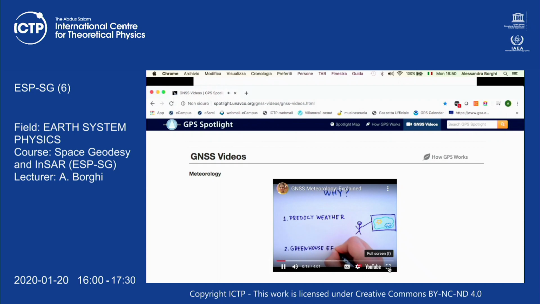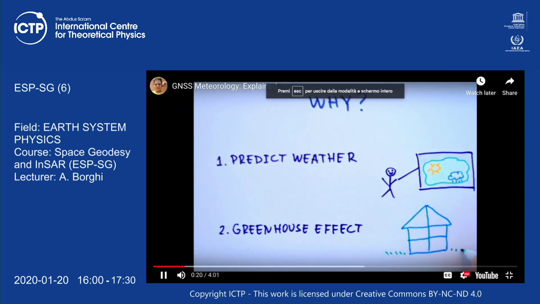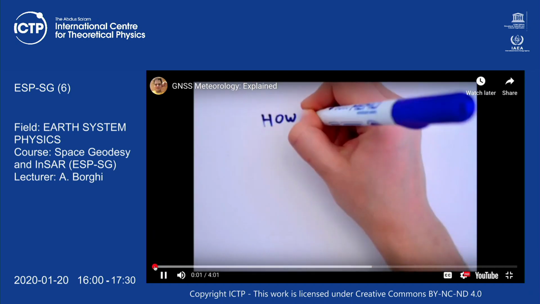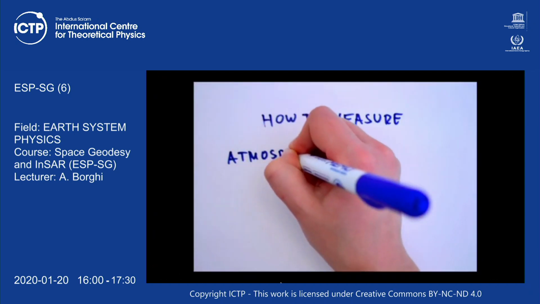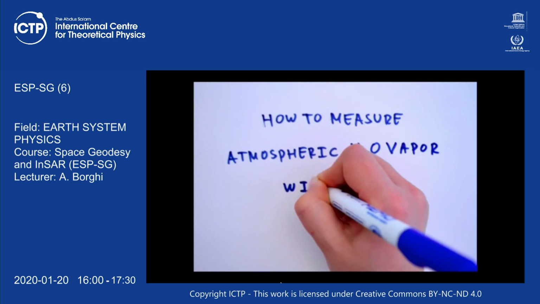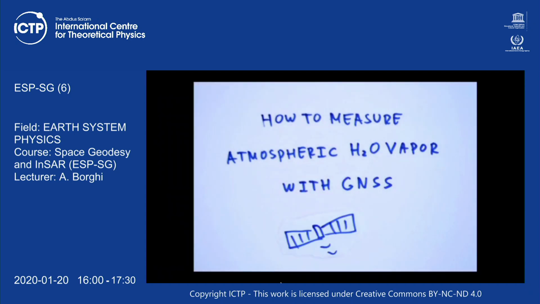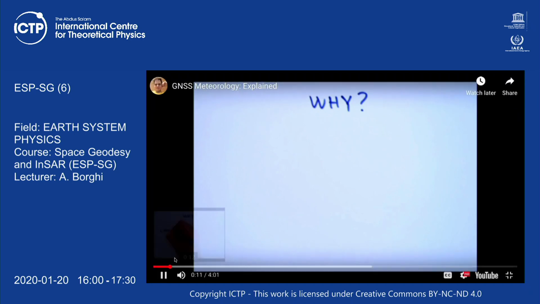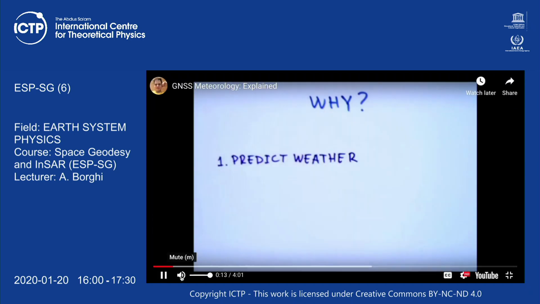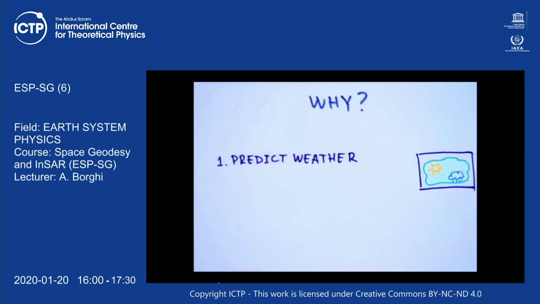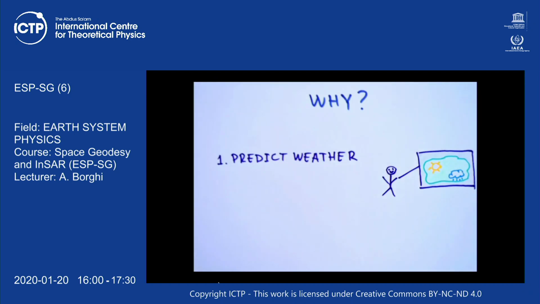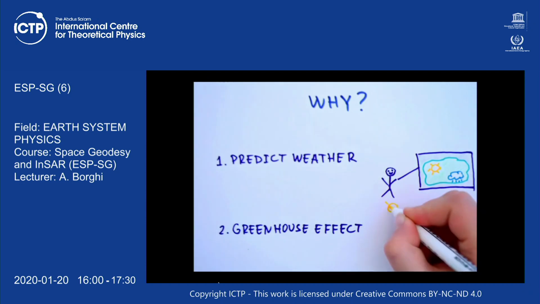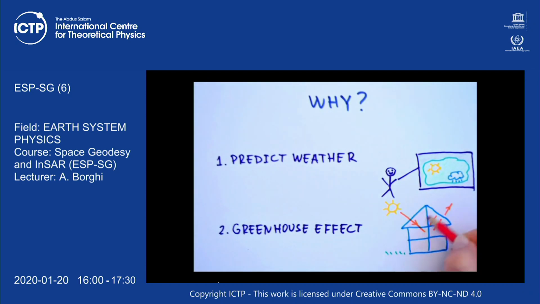This video is about how to measure the atmospheric water vapor with the Global Navigation Satellite Systems. But you may ask, why is water vapor important for us? Well, firstly, it helps us to predict the weather, because it's the main source of water in the rain clouds. Secondly, it's the most abundant greenhouse gas, accounting for 70% of atmospheric warming effect.